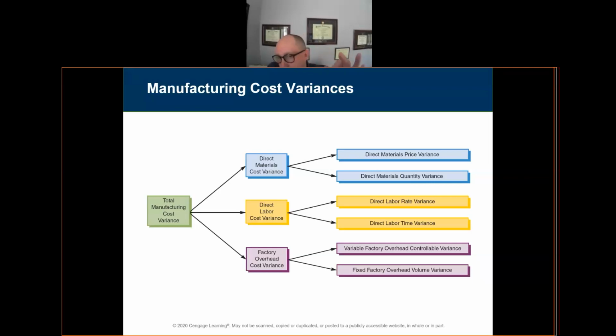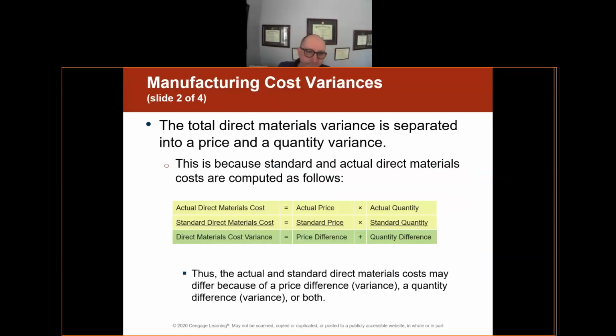Remember, the word variance means difference. So for direct materials, I'm looking at the difference in the price that I paid for the materials, and I'm looking at the difference in the quantity I actually produced versus what I planned to produce. So forth and so on. We'll break each one down, okay?